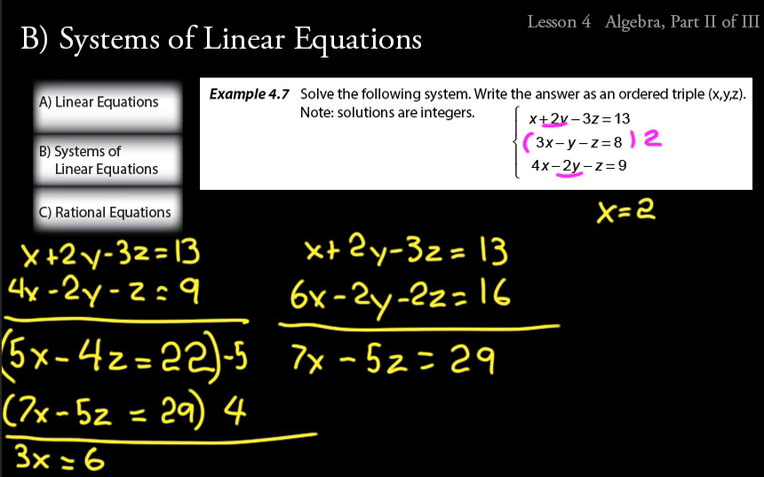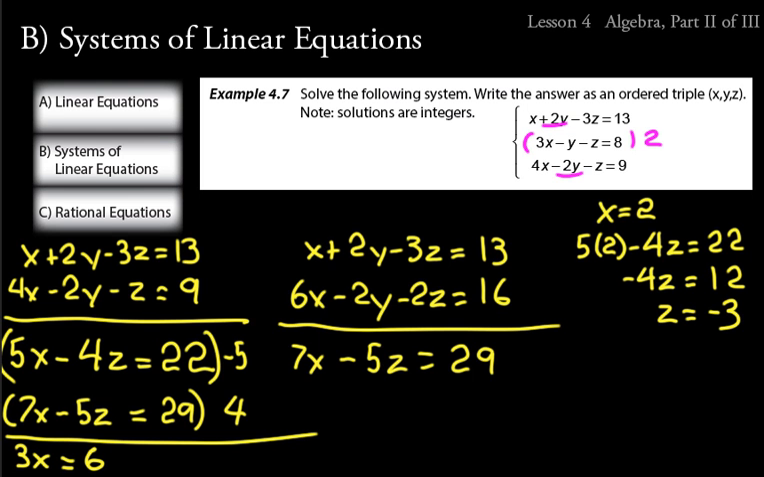Over here at the top right, I wrote that down. I can take that and solve for z now. I'll just use 5 times 2 for x minus 4z is equal to 22. Minus 4z is equal to 22 minus 10 is 12. So z is equal to minus 3. So now I can take the x and the z, substitute it into any of the equations. I'll do the top equation since it has kind of the smaller numbers in it.